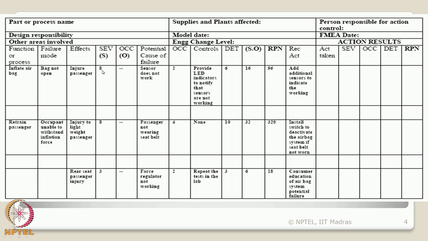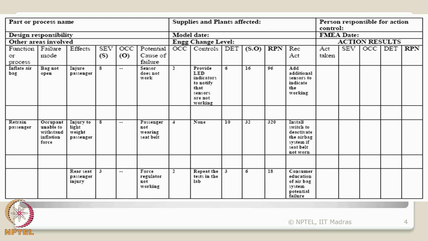Let us say the occurrence is not traced in the beginning, because it is going to happen only when the airbag is required to inflate. Airbags will inflate only in case of a specific shock received by the car or the vehicle. So, occurrence is not indicated here.